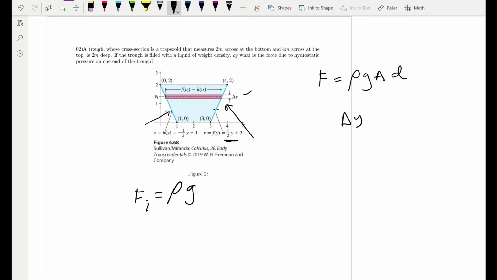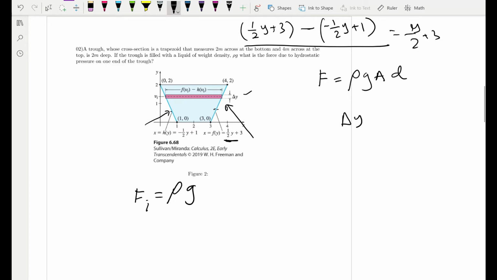The function on the right hand side is half y plus 3, and the function on the left hand side is negative half y plus 1. If you subtract these two, that's your length, f minus h. Simplifying, that gives y over 2 plus 3 minus negative y over 2 plus 1, so y over 2 plus y over 2 is y, and 3 minus 1 is 2. So the length is y plus 2, and y plus 2 times delta y is the area of the slice.